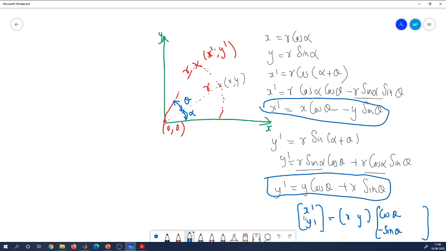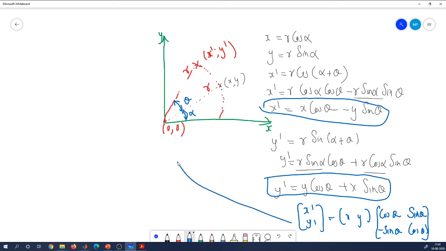And similarly, y dash is related to x sin theta, so this has to be sin theta and y cos theta. Okay, that's what you are having. So x dash is x into cos theta plus y into minus sin theta, that's x cos theta minus y sin theta. Y dash is nothing but x into sin theta plus y into cos theta.